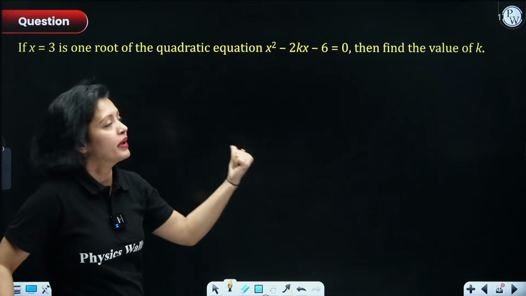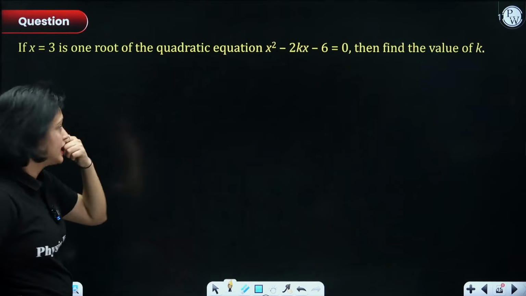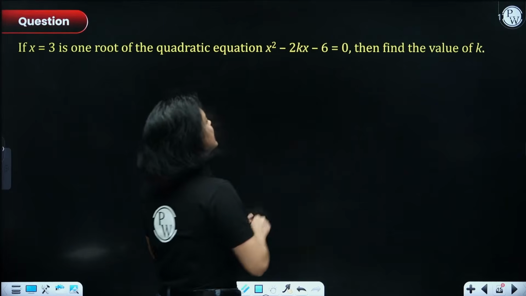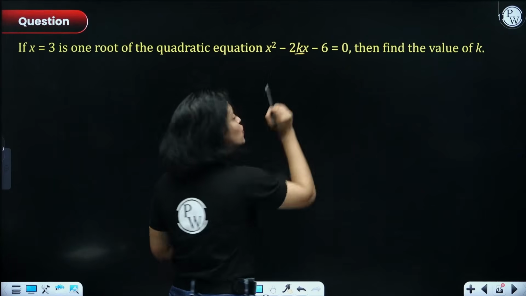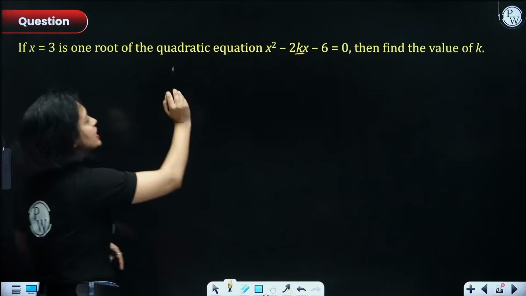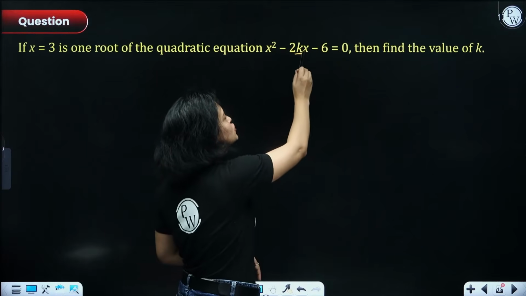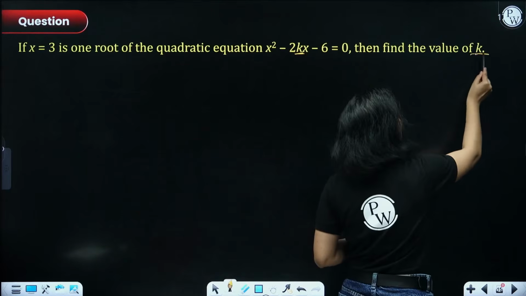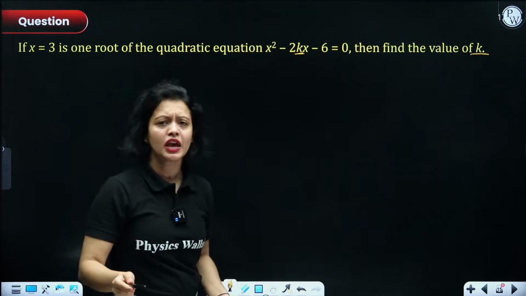So let's move on to the next type of questions that you get based on the same topic. Another type of question that you can get is, the root of a quadratic equation is given and then there's a variable in the quadratic equation whose value is asked. For example, here x equals 3 is given as a root of x square minus 2kx minus 6 equals 0 and you are asked to find the value of k. So how would you do that? It's very simple.